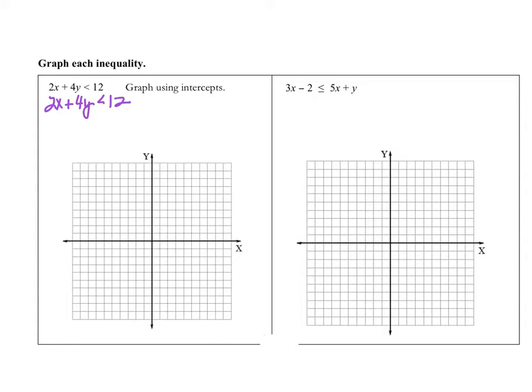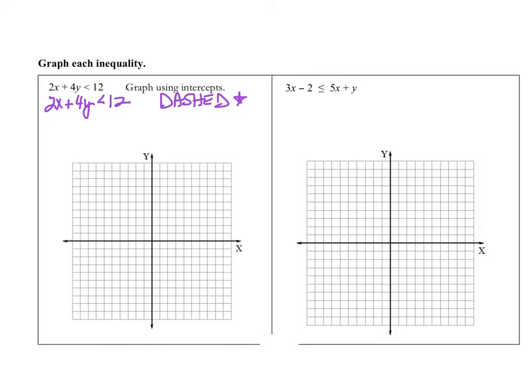Okay, so first, before I even worry about what the graph looks like, I'm going to make myself a note that this is going to be a dashed line because it's not equal to. So when I go to graph the line, I want to have that visual cue there to remind myself that I'm not going to make it a solid line. Okay, so we're going to find intercepts.